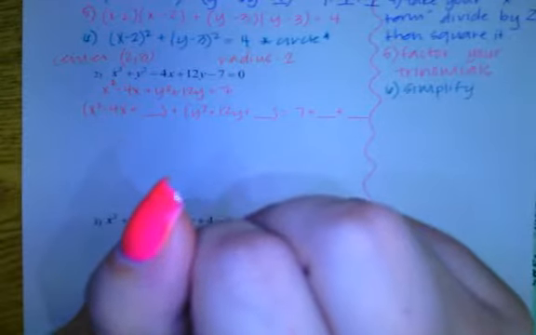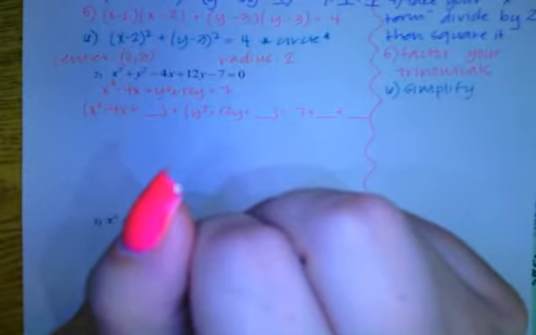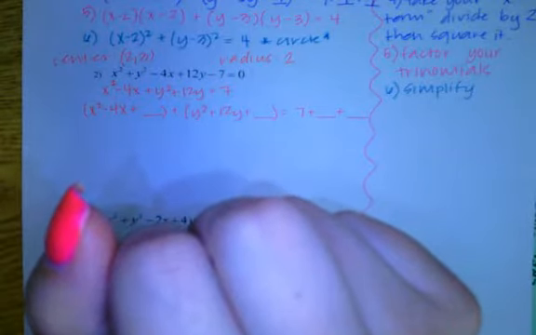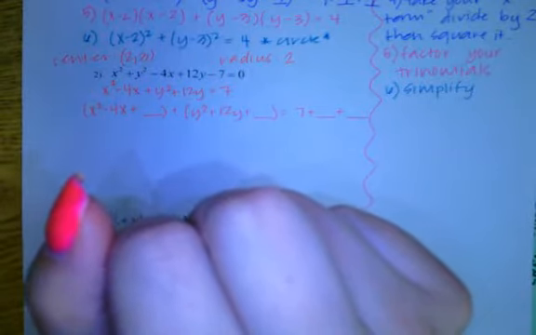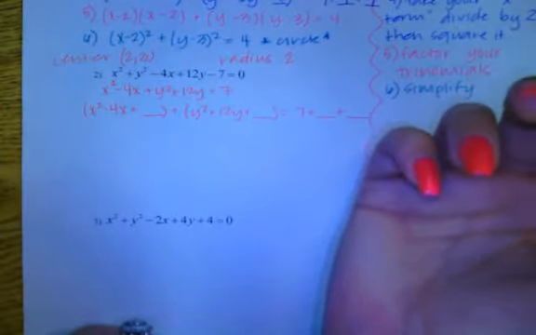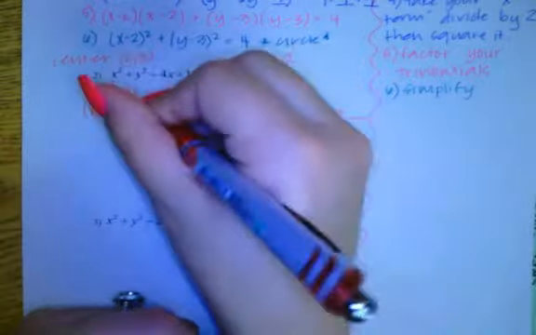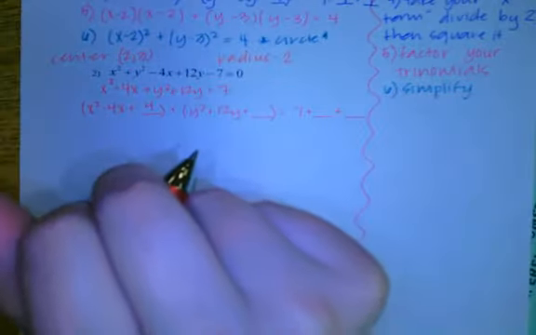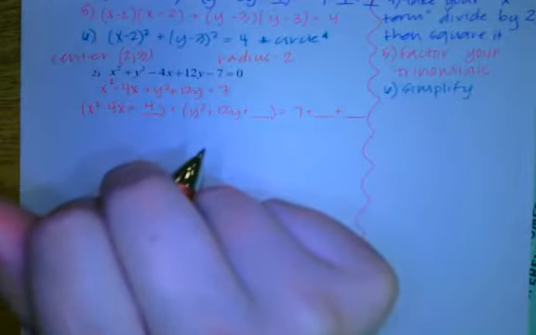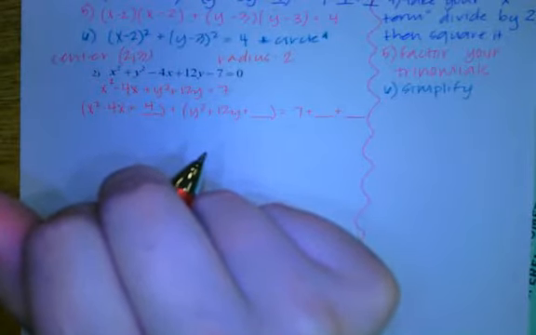What is -4 divided by 2? -2. What's -2 squared? 4. Okay, what's 12 divided by 2, squared? 36. Okay, so what I put in those 2 blanks, I'm filling in on these other 2 blanks.